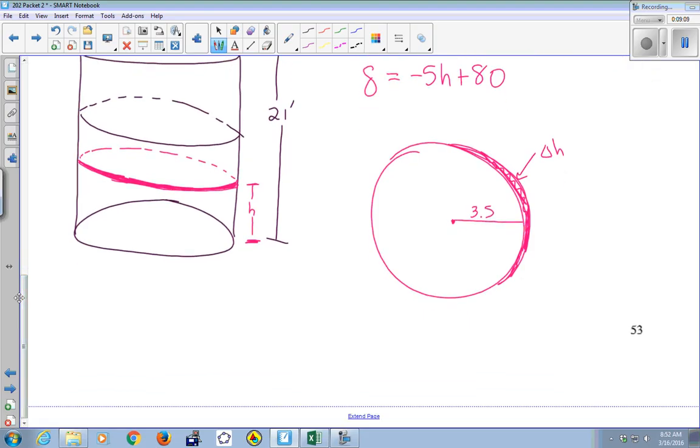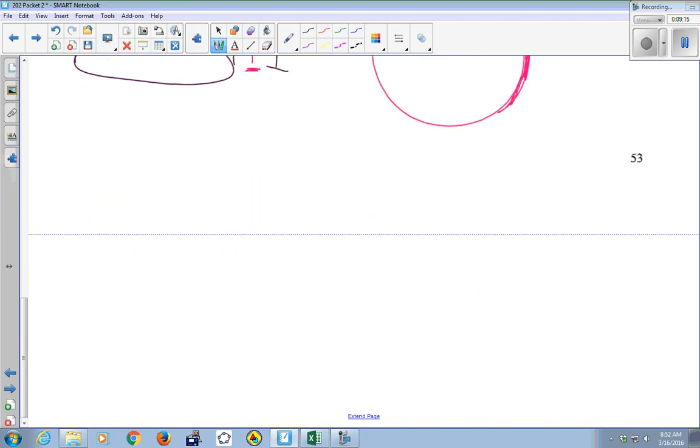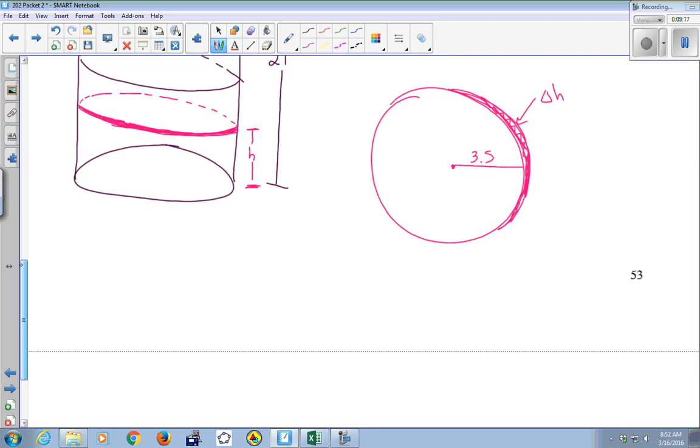I'm looking for the mass of the water, so if I can find the mass of a slice, I can just add them all up. So I would like to know the mass of this slice. Remember, mass is volume times density. So that's the volume of the slice times the density of the slice.